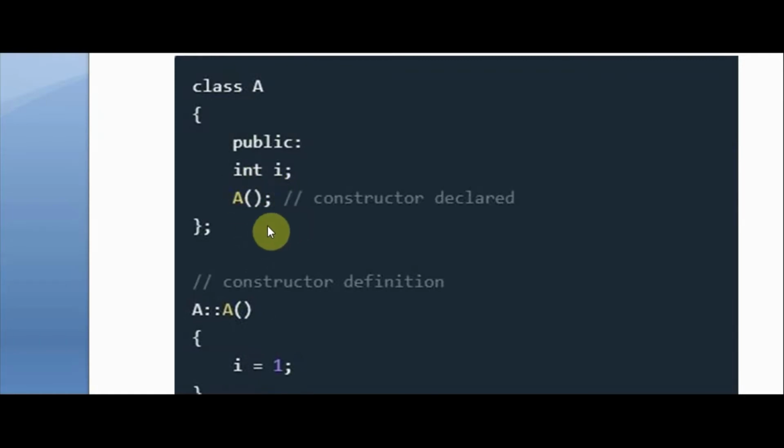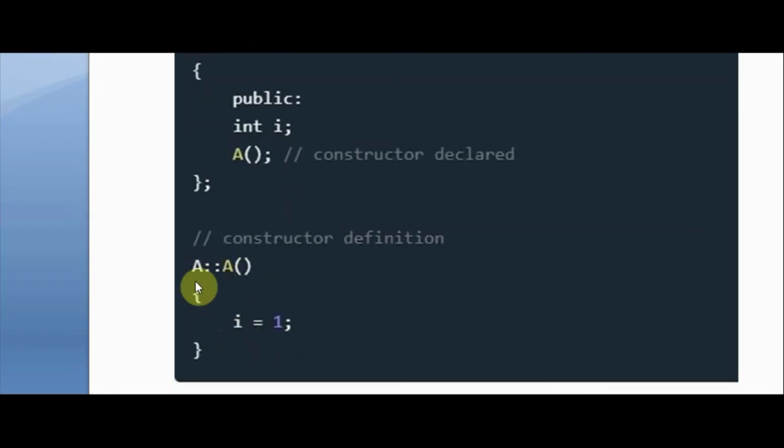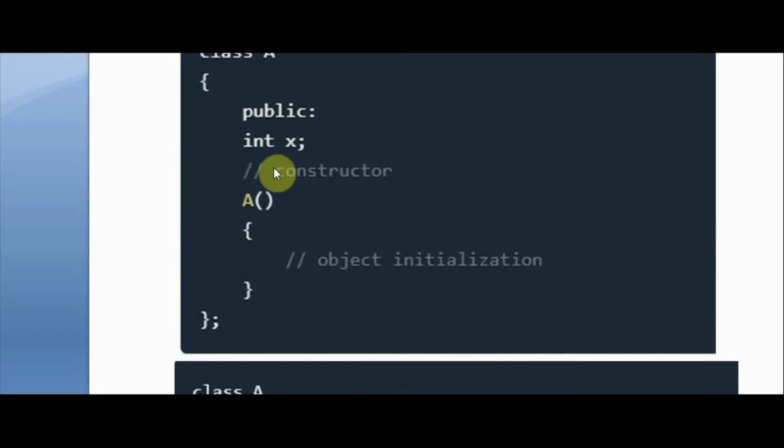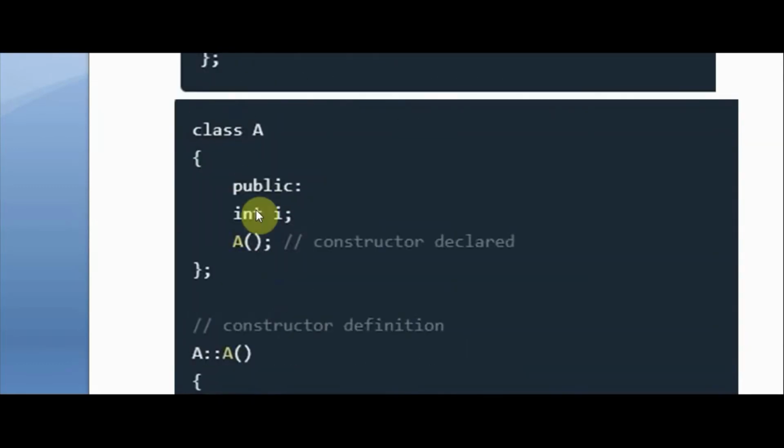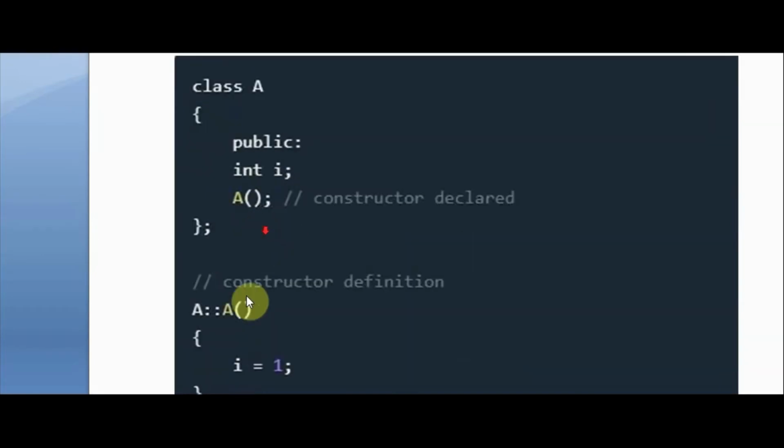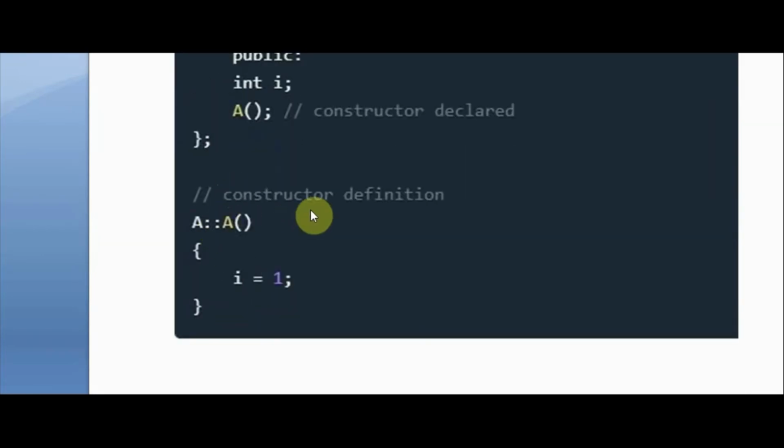You can also create it using the scope resolution operator. This is the scope resolution operator, if you don't know. The first method is to create a constructor like this, and another one is like this: you can declare the constructor, and define it later using the scope resolution operator.